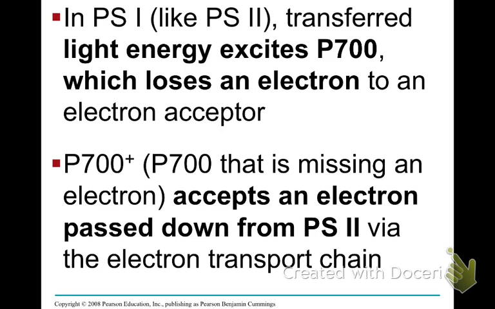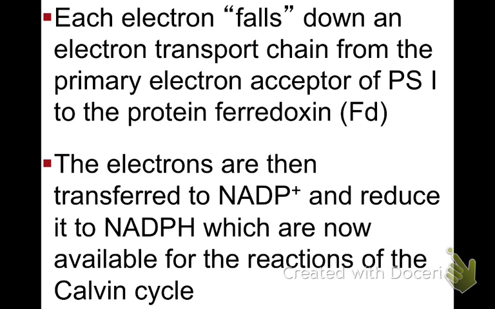Okay, so photosystem 1 is excited with P700, which loses an electron, and then it accepts one from photosystem 2. Now this second electron that got excited falls down an electron transport chain to ferredoxin, which then transfers it to NADP to give me NADPH.